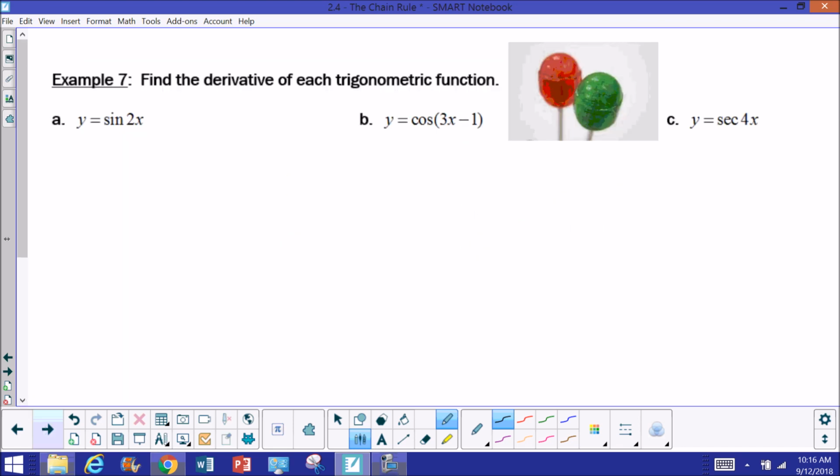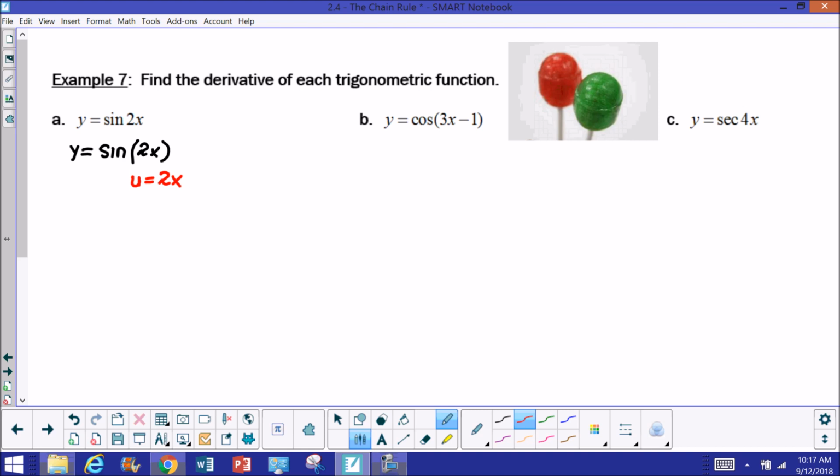So for example 7, it says find the derivative of each of the following trig functions. So our first one is the sine of 2 times x. Well, oftentimes with my students, in fact we did it just yesterday in here, we would write parentheses around the argument, around the expression that's embedded in the trig word. So we have the sine of the quantity 2 times x, basically. Because if you can put parentheses around things, then that means that you can identify this all-important u value. And that u value would be 2x.